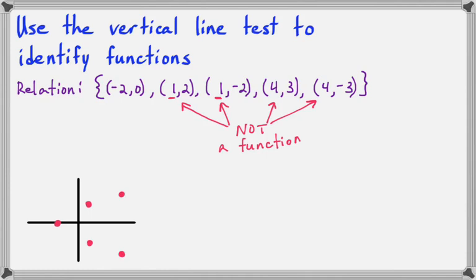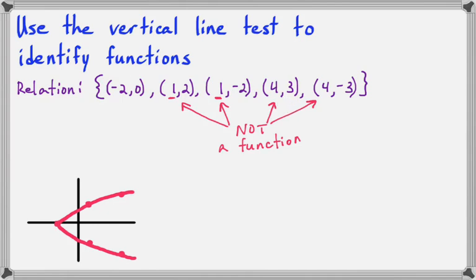Now let's look at the graph of those 5 points. And here I've plotted (4, 3), (1, 2), (-2, 0), (1, -2), and (4, -3). And you can see that these two points are aligned vertically. I'm going to go ahead and connect the dots so we can see a little better. But these 2 points are aligned vertically because they share the same x value. And because they share the same x value, this is not a function. And the same thing here. These 2 points are aligned vertically because they share an x value. And also because they share an x value, this is not a function.